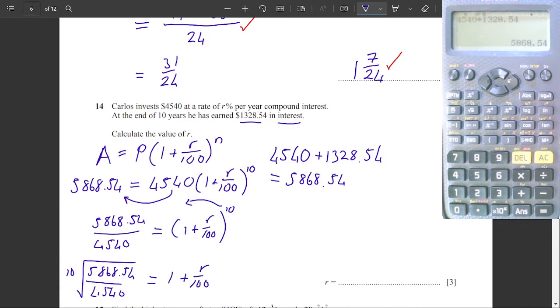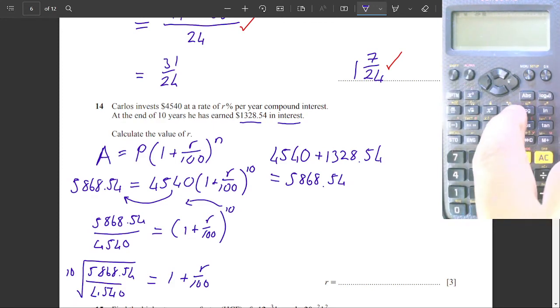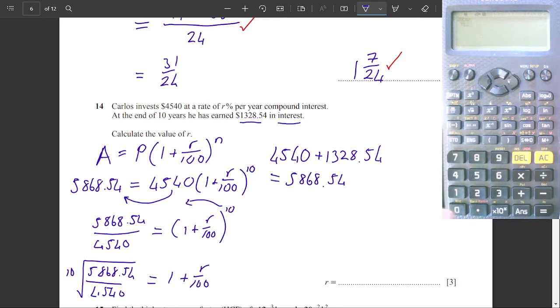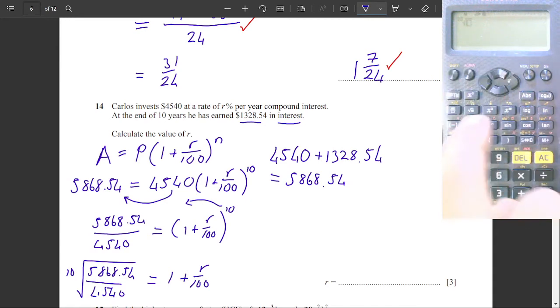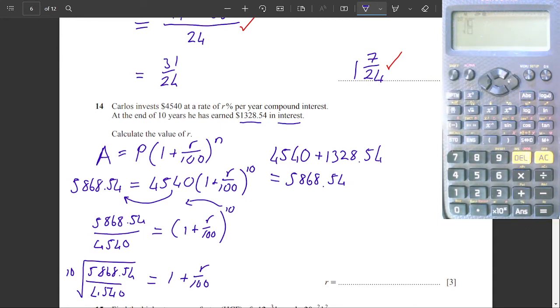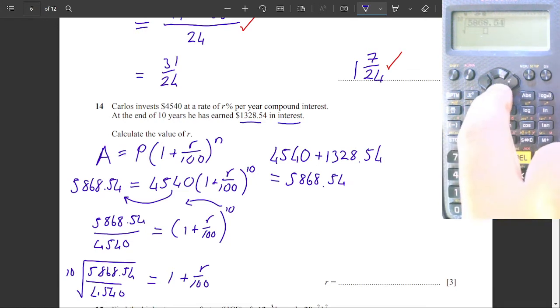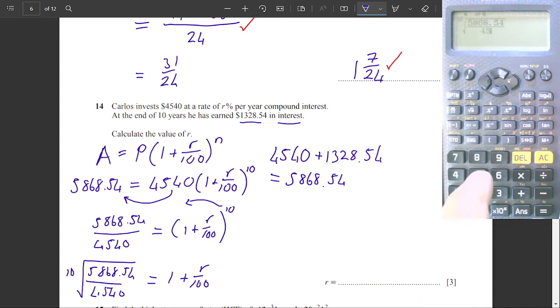Okay, so this is what I like to do. To do root 10, we are going to press Shift and this button here, which will allow us to put any root in there. So I can put the little 10 up there and then use the arrow to go underneath the square root, and I want to put in a fraction. So I put 5,868.54 over 4540, equals. Now that looks familiar.